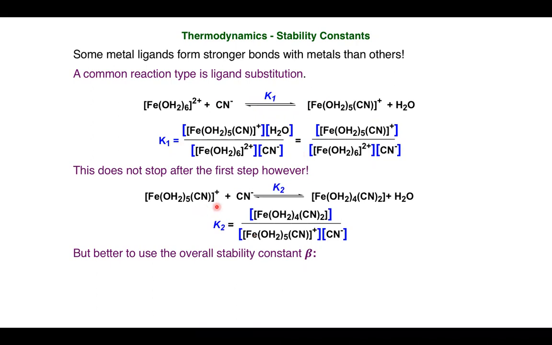So the second step then would be this 5 water complex with one cyanide ligand, and then we would replace another water so that we would end up with only tetra aqua as opposed to 5 waters. Then we would have an equilibrium constant for this. Of course, we omit water because typically these reactions are done in aqueous solution. But overall, it's better to use the overall stability constant for a particular system, where that is going to be the product of the individual equilibrium constants.